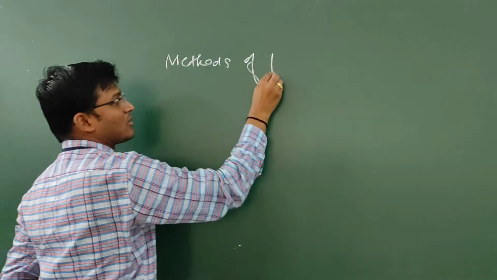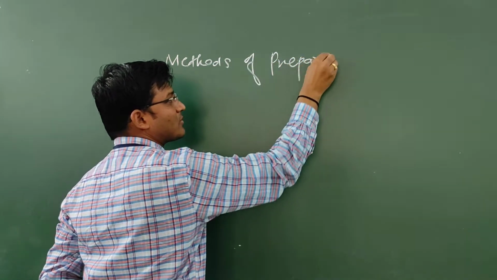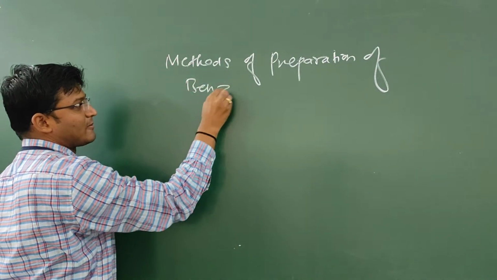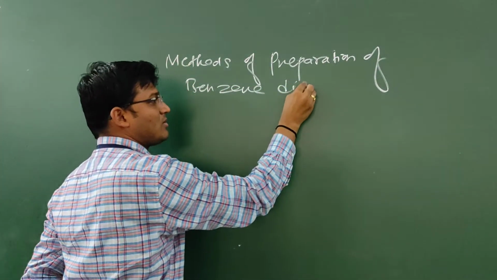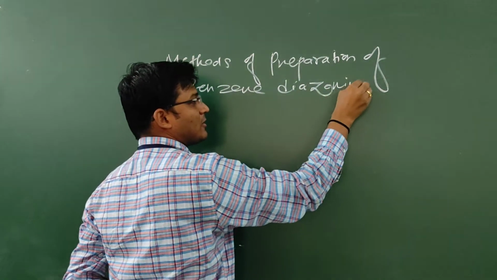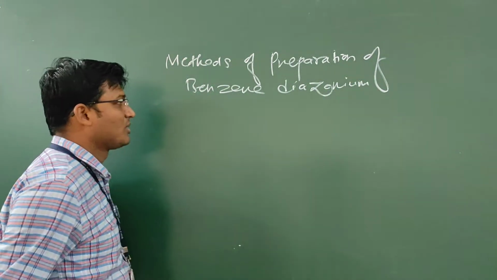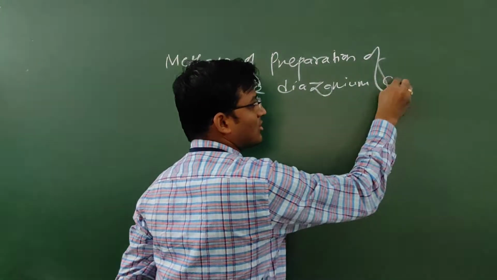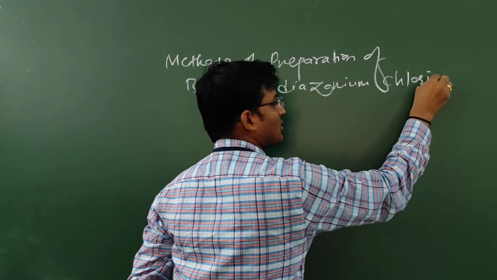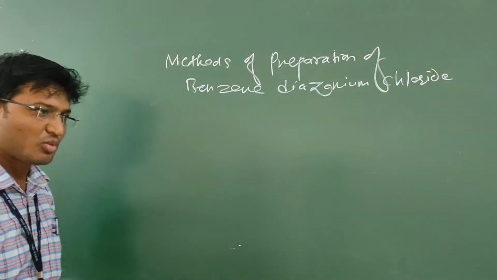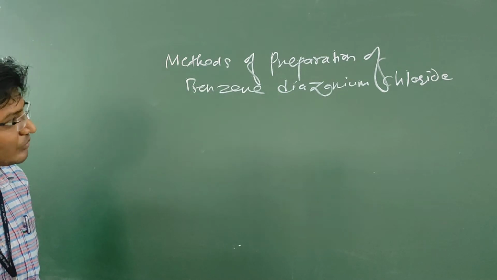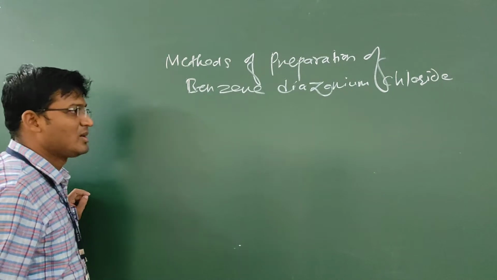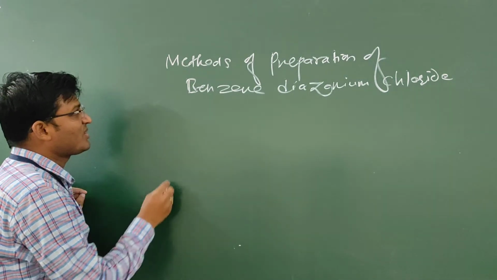Methods of preparation of benzene diazonium salts. You can say that the benzene diazonium halide also, halide it may be chloride, bromide, iodide. But the benzene diazonium chloride is in your syllabus. Now, methods of preparation, how is it prepared?